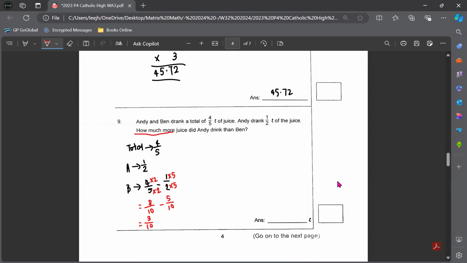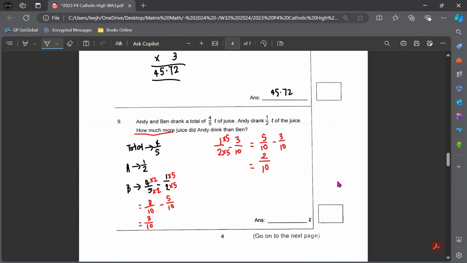Definitely Andy's fraction is greater than Ben's. By how much? So we look at their difference. Okay, good. So that means we are going to take the difference between Andy and Ben and minus. So it's half minus 3/10. So you change the denominator to 10. So times 5, equals 5/10 minus 3/10, equals 2/10.